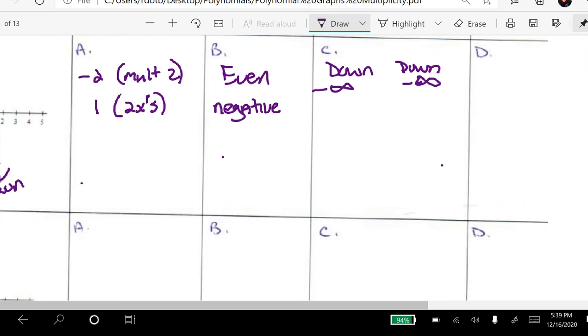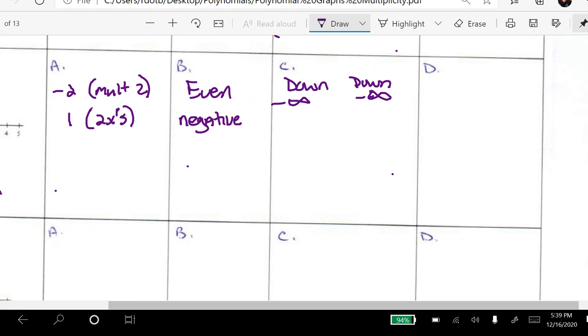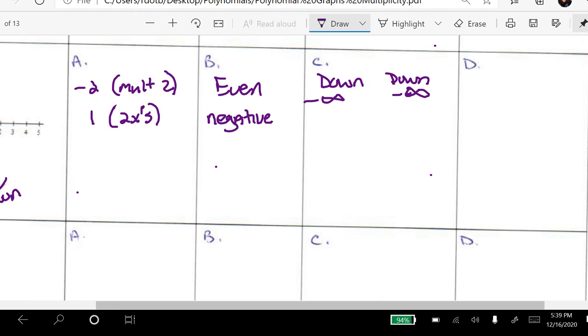And then D asks me to write this in factored form. So writing this in factored form. Now, because I know my leading coefficient is negative, I'm going to put a minus in front because I know it's going to have to end up being negative. Minus. And then I'm going to put A for some reason.